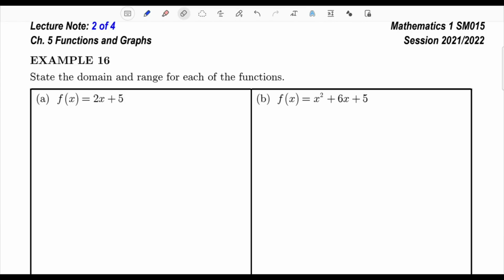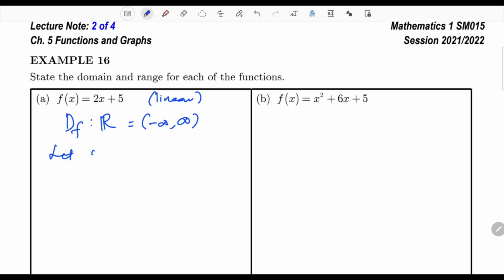Example 16. State the domain and range for each of the functions. So f(x) equal to 2x plus 5. So this is a linear function. A linear function is a polynomial, so hence the domain of f will be the real numbers. You can also write it as negative infinity to infinity.